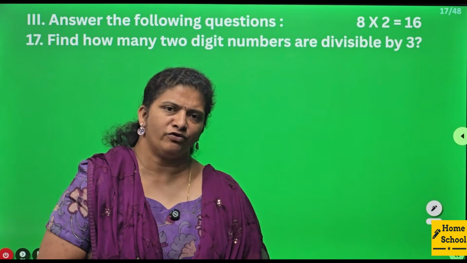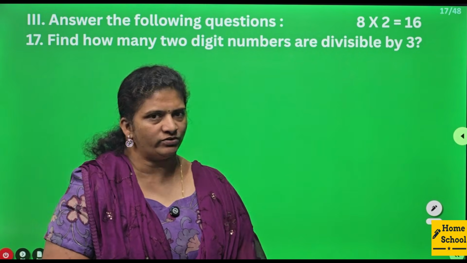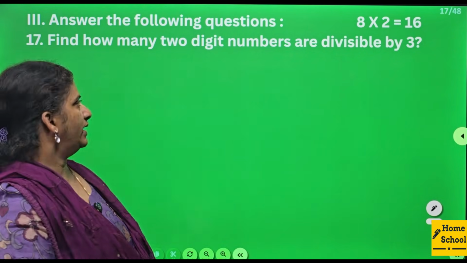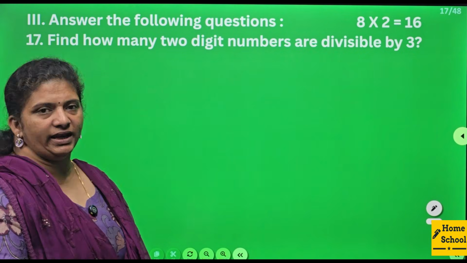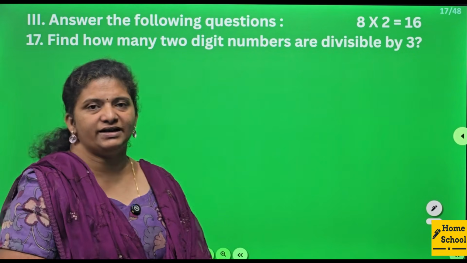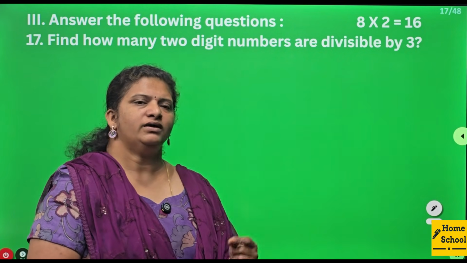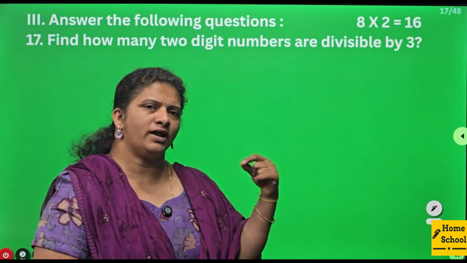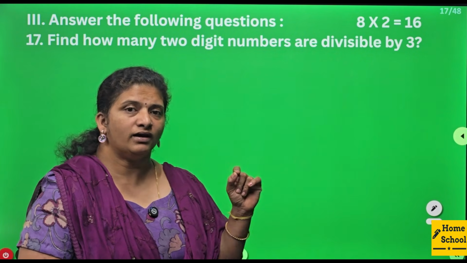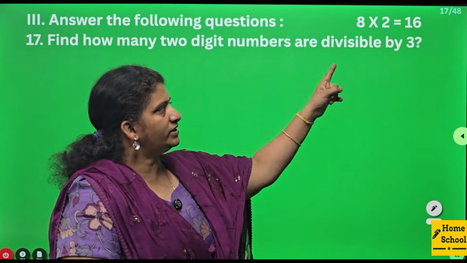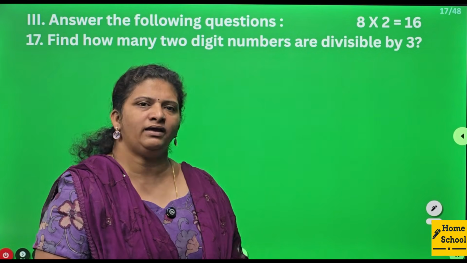Third main, answer the following questions. In this, 8 2-mark questions will be there. 17th one. Find how many 2-digit numbers are divisible by 3. 2-digit numbers start from 10, 11, 12, so on up to 99. But here the condition is the 2-digit numbers which are divisible by 3.